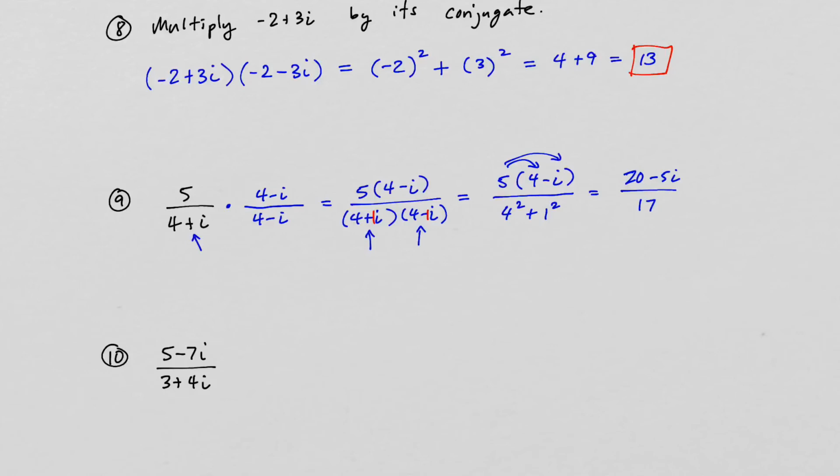Now, your final answer should be a complex number. So what we do next is we just separate this into two parts. So we take 20, divide it by 17, and then we take negative 5 and divide it by 17. And there's our answer.